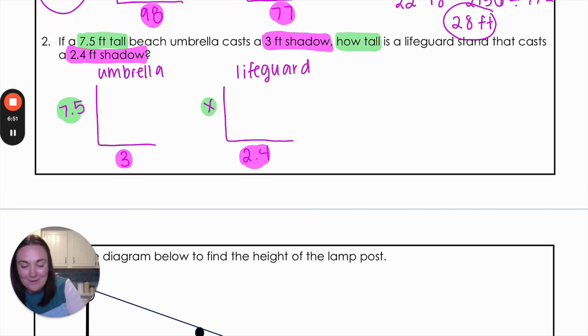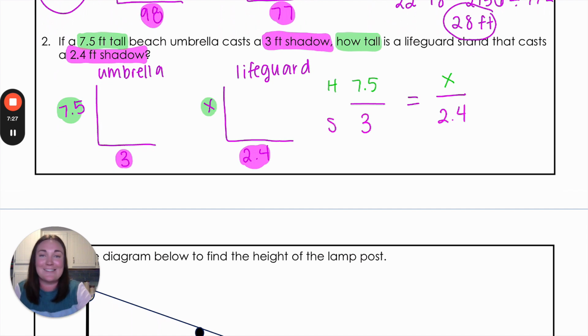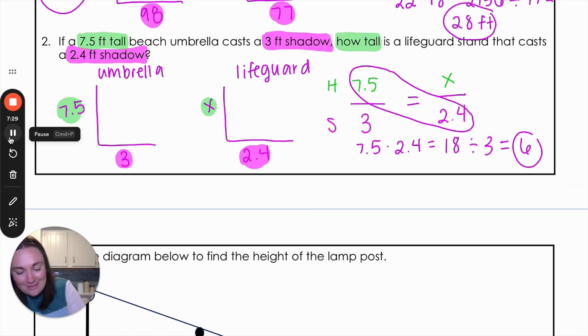Okay, so we can see our umbrella is 7.5 feet tall, has a 3-foot shadow. Our lifeguard stand, we don't know how tall it is, casts that 2.4-foot shadow. So we're going to set up that proportion again. I know this time that we've got that 7.5 as our height and that 3 for my shadow. I've got that leftover number 2.4 is my shadow again, so that's going to go on the bottom. And that X is going to go on top. Go ahead and pause and solve your proportion. And we should get 6, so that lifeguard tower is 6 feet tall.